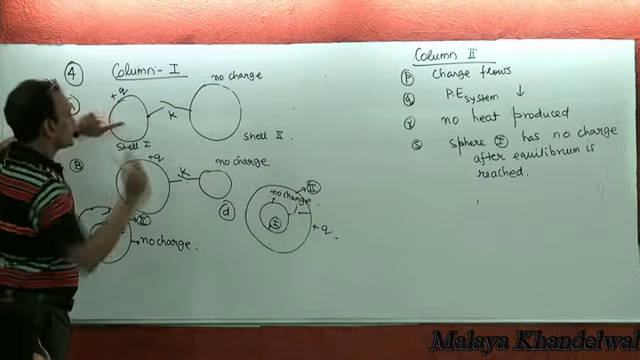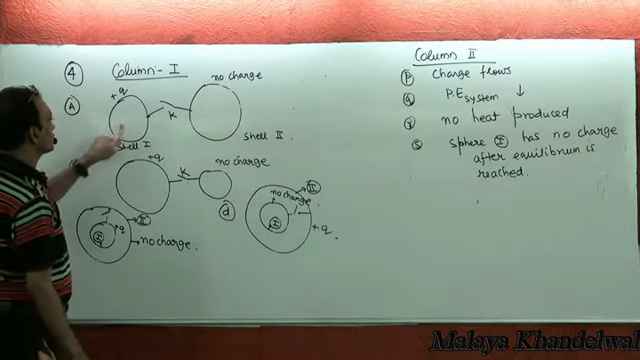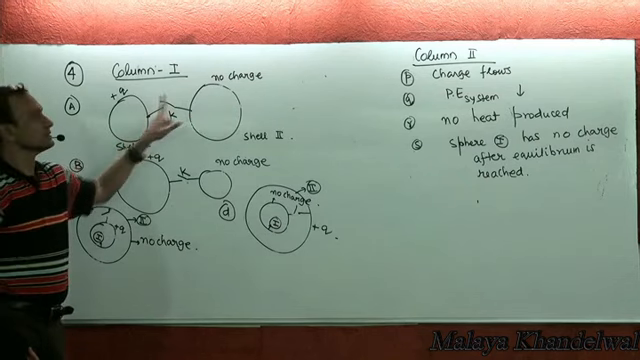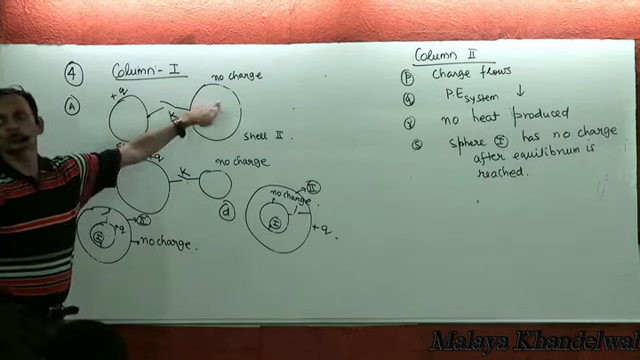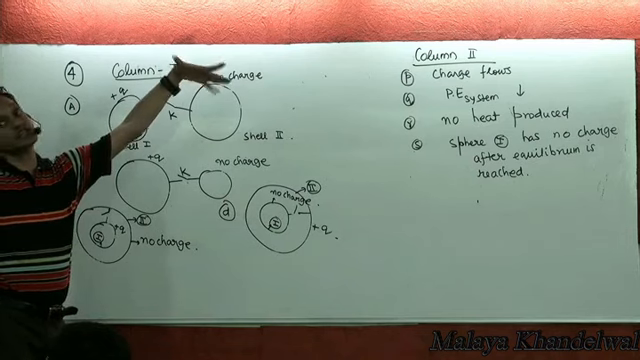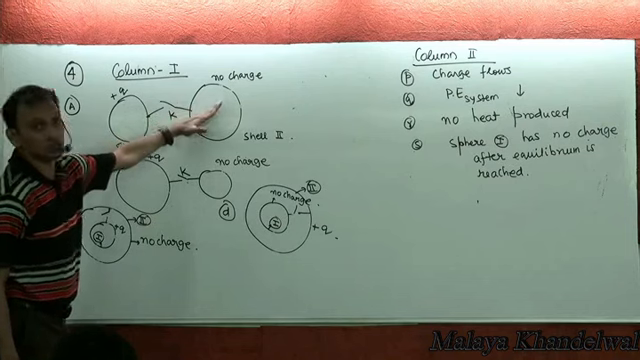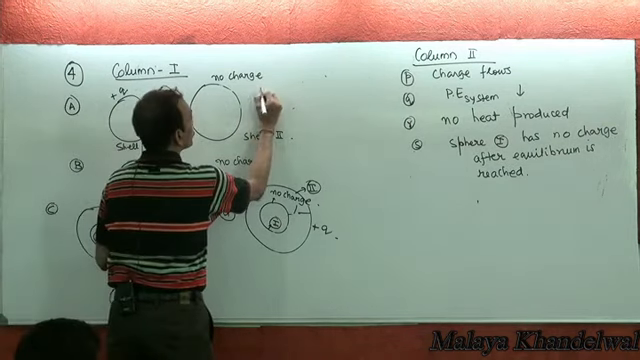Okay, this one is shell 1, shell 2. Obviously, this is at a higher potential compared to this. So, charge will flow till such time that their potentials get equalized, right? So, there is flow of charge. So, P is true for this.